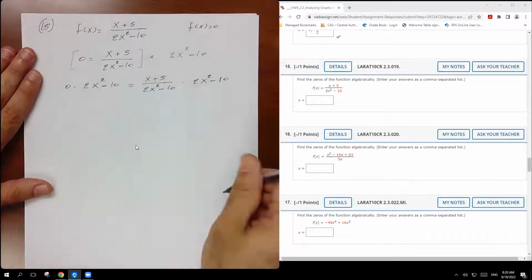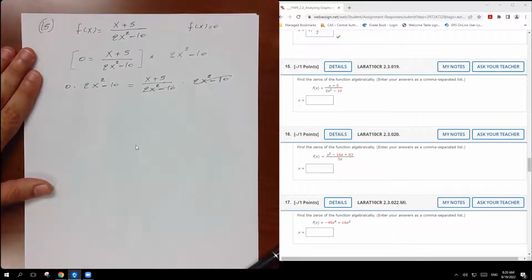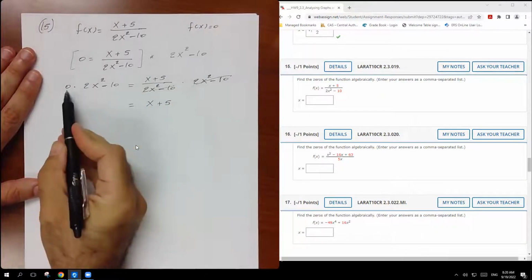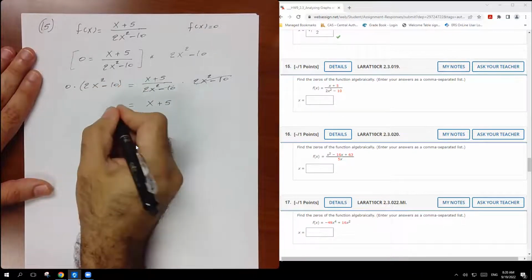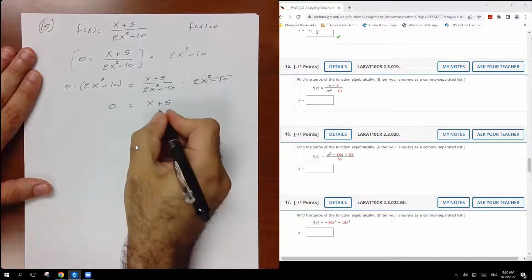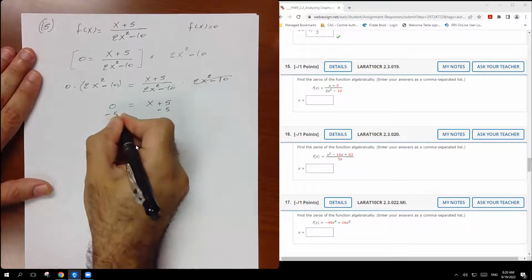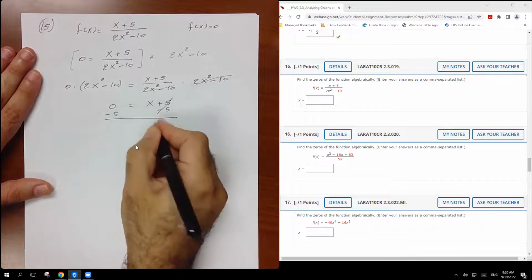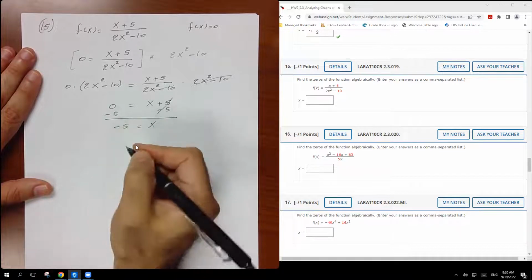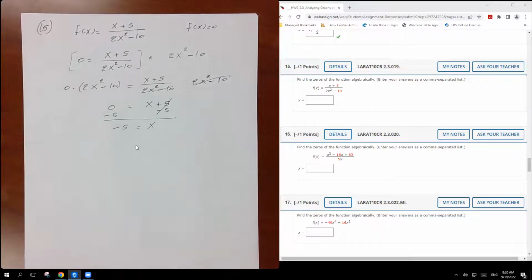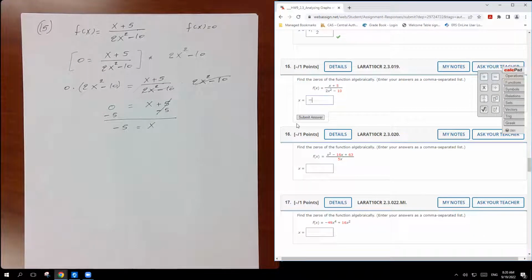The denominator cancels on the right side, leaving x plus 5. 0 times anything is equal to 0. Now this is a linear equation, which is easier to solve. We just subtract 5 from both sides, so x is going to be equal to negative 5. So this is example 15, and how we're going to solve it.